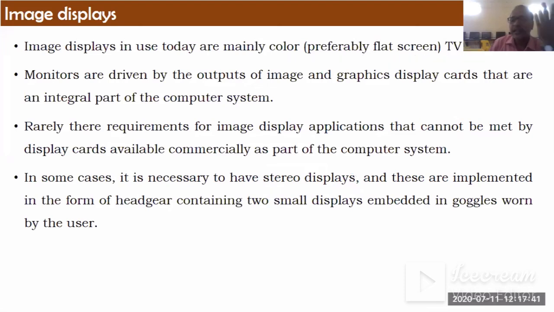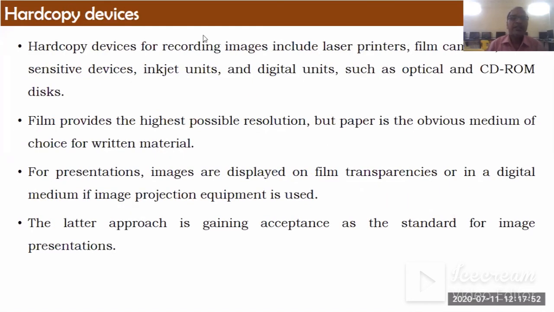So it may be a single screen, it may be multiple screens. Okay, so this is one of the parts. So it may be a display or it may be some other display. Hard copy devices, that is nothing but printing of that particular display, printing of the particular image. So hard copy devices generally consist of laser printer, film, heat sensitive devices, inkjet unit, digital units, some CD-ROMs or other, whatever they may be. So hard copy display.